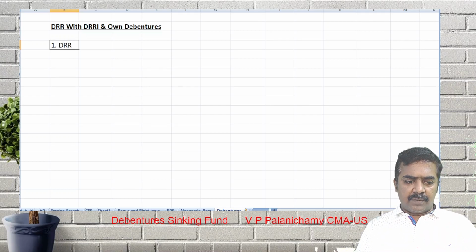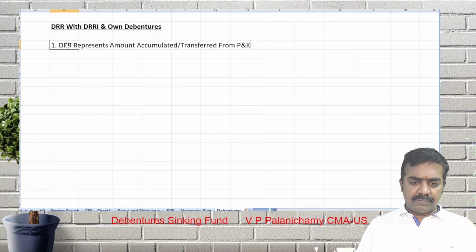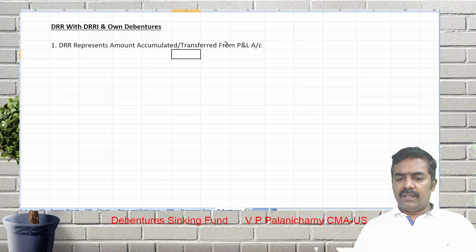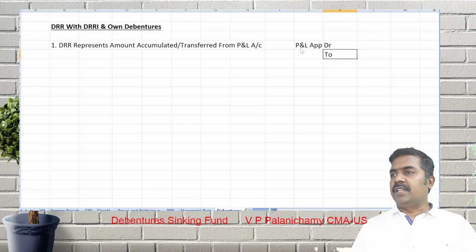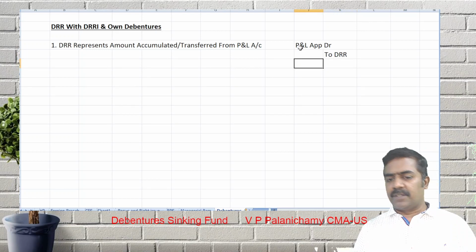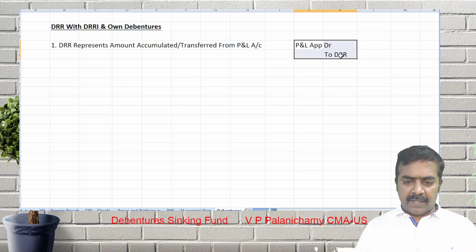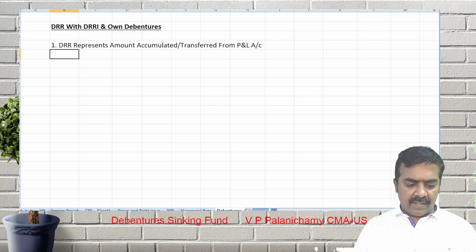Debenture redemption reserve represents amount accumulated or transferred from P&L account. Do you remember the journal entry we pass for transferring to sinking fund? P&L appropriation account debit to sinking fund account, nothing but debenture redemption reserve. Okay, next, separate line.